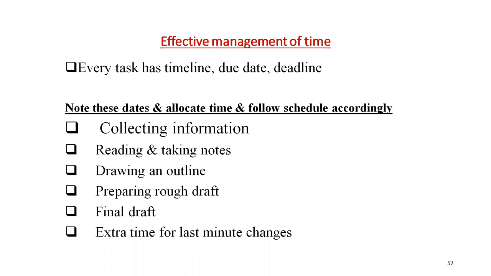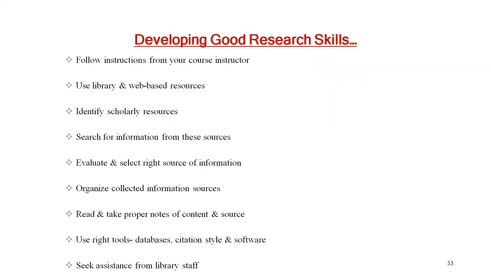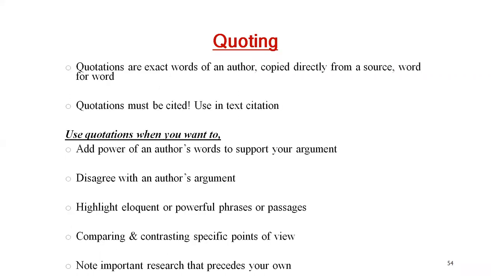Note the dates and allocate time, follow the schedule accordingly: collecting information, that is the first step, reading and taking notes, drawing an outline, preparing a rough draft, a final draft, and a time for last minute changes. Take instruction from your guide, use library web-based resources, identify scholarly resources, search for information from these sources, evaluate and select the right source of information, organize collected information sources, read and take proper notes of content and source. Use the right tools, database, citation style, software, and seek assistance from library staff.